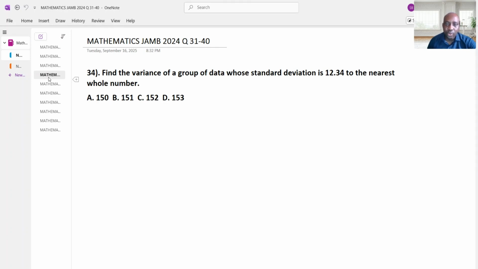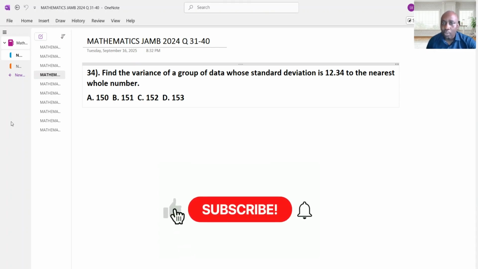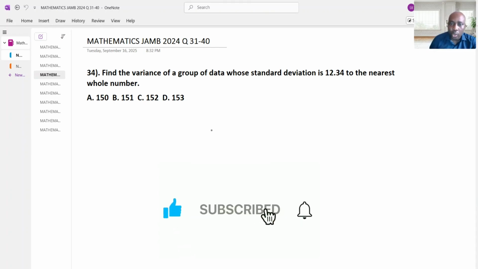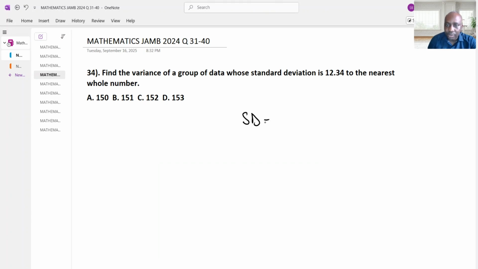Find the variance of a group of data whose standard deviation is 12.34 to the nearest whole number. The question said that we should look for the variance, but the question has given us the standard deviation. What we are going to do is use the formula of standard deviation to solve this question. Standard deviation, the formula is the square root of the variance. What is the standard deviation the question has given us? It is 12.34, and the question said that we should look for the variance.